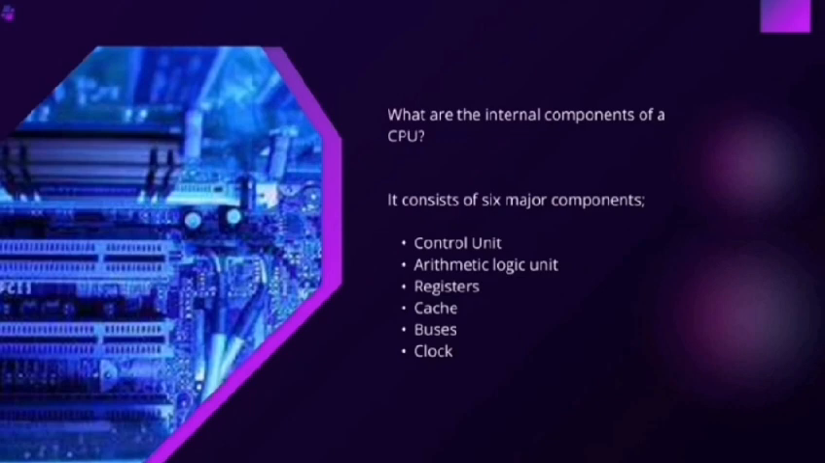Types of buses. Number one, data bus: transfers actual data between the processor, memory, and other components. Bidirectional, data can flow to and from the CPU. Second one, address bus: carries memory addresses from the CPU to other components such as RAM or storage devices. Unidirectional, only sends addresses from the CPU. Third one, control bus: carries control signals from the CPU to coordinate and manage the operations of the computer. Includes signals like read, write, and interrupts.